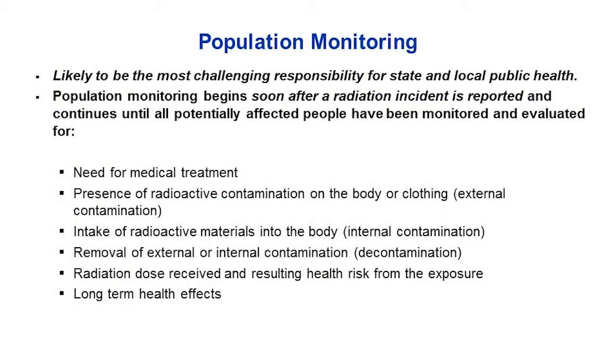Now, I mentioned population monitoring being one of the responsibilities of public health. It's going to be likely the most challenging responsibility for state and local public health. It is specifically stated in the annex that that's a responsibility of state and local health. We at CDC will provide technical assistance. We have a lot of tools to help you plan for that, but state and locals are responsible for that. And population monitoring begins soon after the radiation incident is reported and continues until all potentially affected people have been monitored and evaluated for a lot of things.